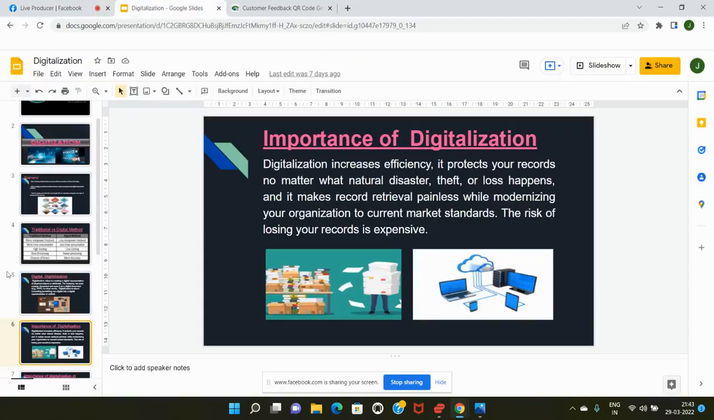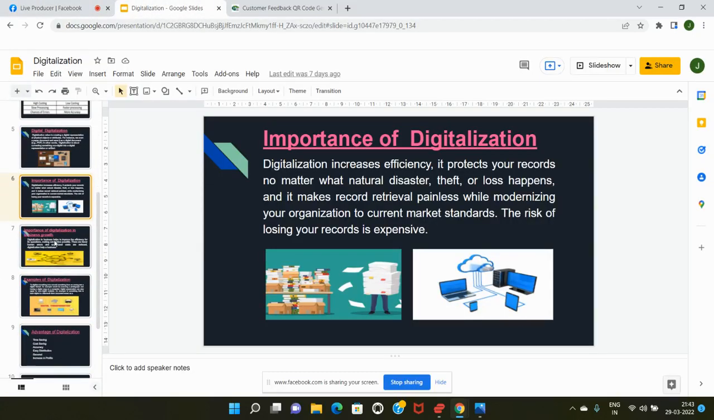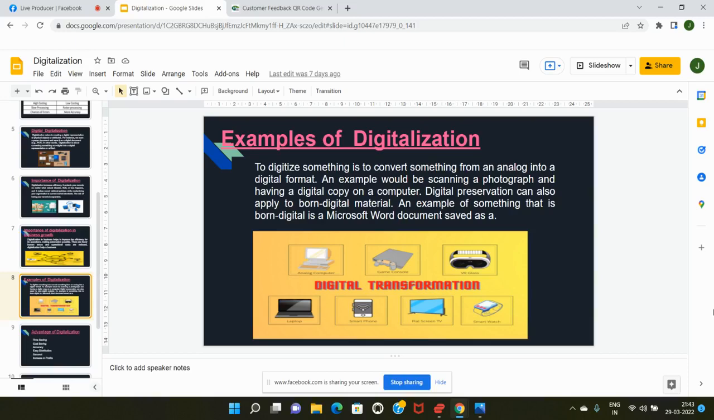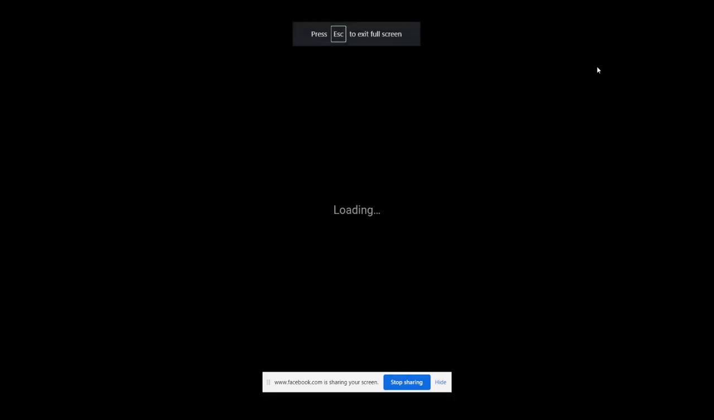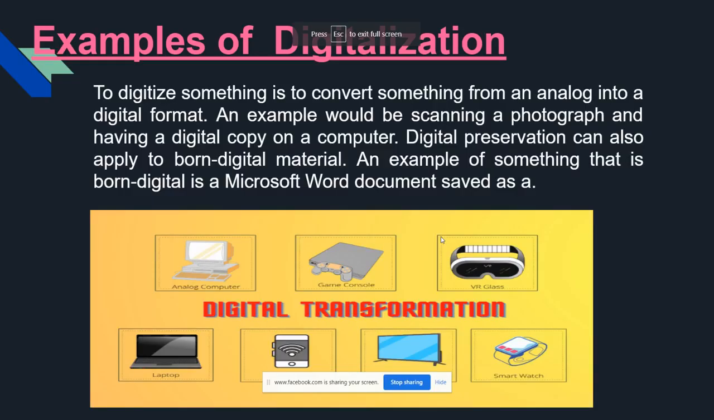So the next slide comprises examples of digitalization. How would you understand it? I would give a simple example of digitalization: digital signatures. You are applying for a credit card or something. I'm just giving a simple example.